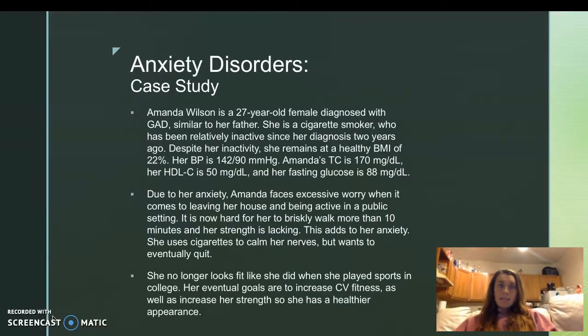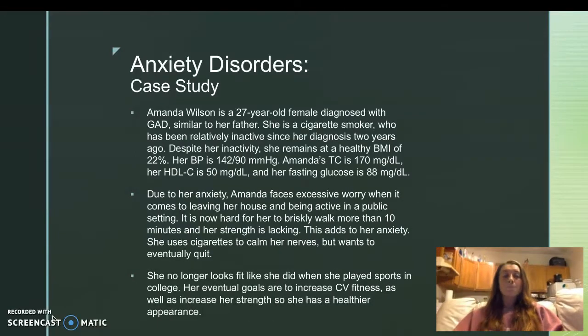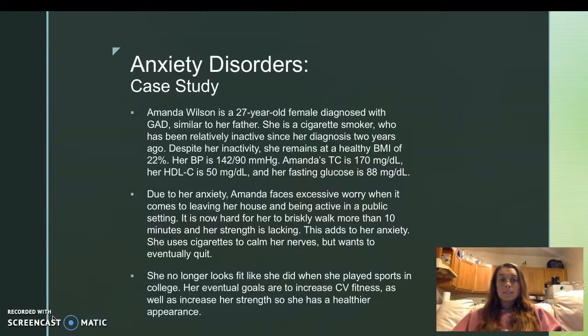So for the sample case study of someone with an anxiety disorder, we have Amanda Wilson as our client. She's a 27-year-old female diagnosed with generalized anxiety disorder, similar to that of her father. She is a cigarette smoker, and she's been relatively inactive since her diagnosis 2 years prior. Despite her inactivity, she remains at a healthy BMI of 22%. Her blood pressure is 142/90, her total cholesterol is 170, her HDL is 50, and her fasting glucose is 88.